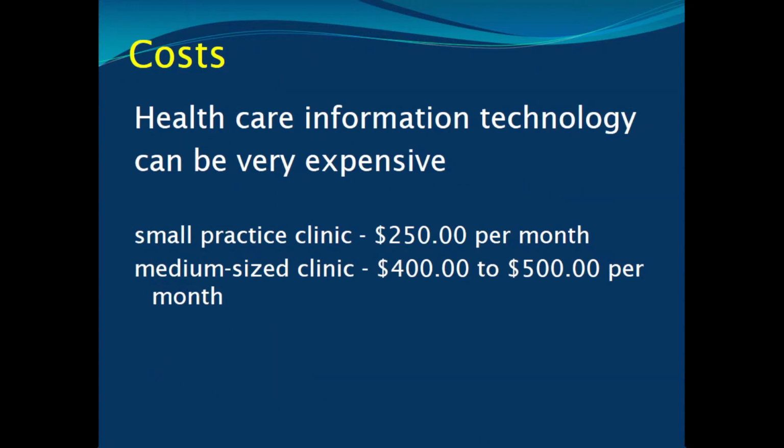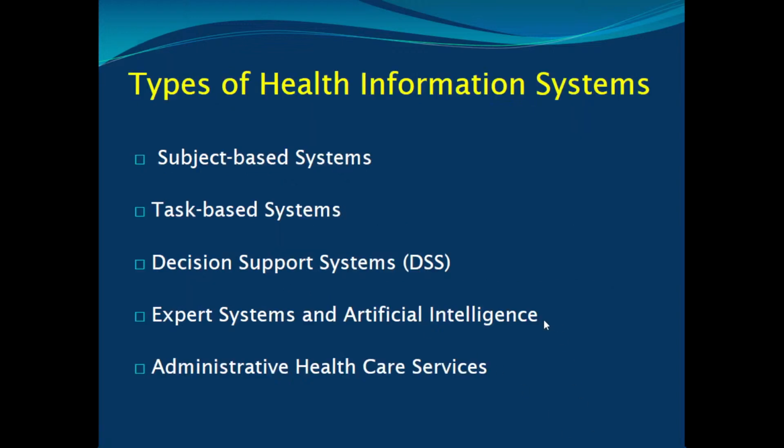Costs: an information system is very expensive. If we're talking about a small practice clinic, it is approximately $2,050 per month. And if we're talking about a medium-sized clinic, it is approximately up to half of the $500 per month. But this depends on the demands of the clinical system it solves.